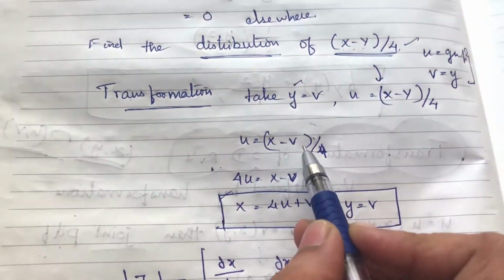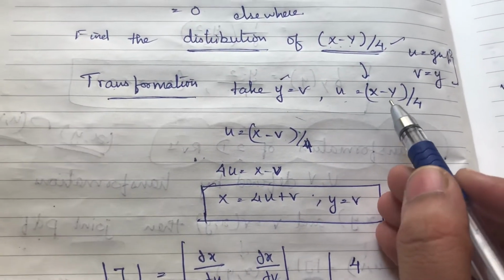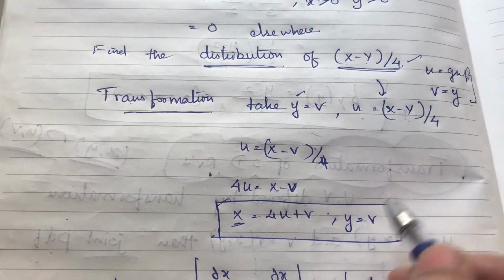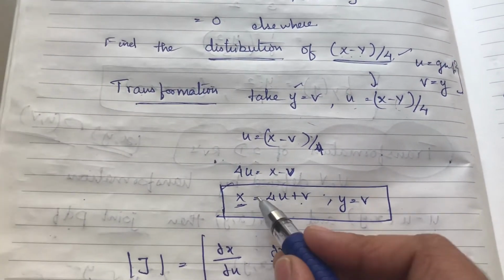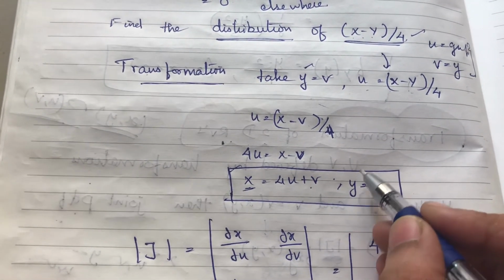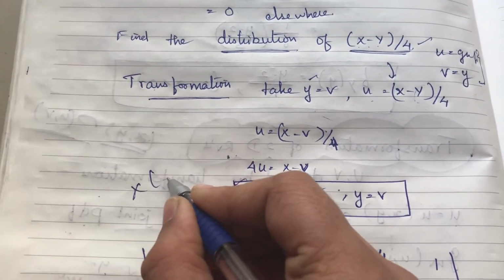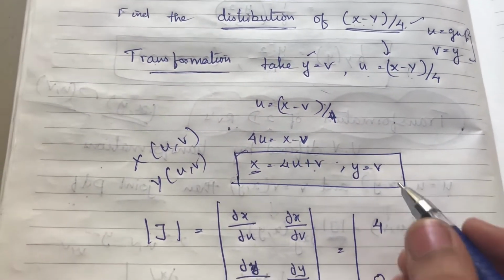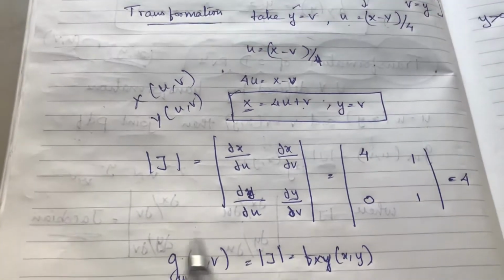From this u equation, I can easily replace it to x form by substituting y as v here. Okay, so you can see here, x has a function of u, v and y also has a function of u, v, right? So after that I need to find the Jacobian form.